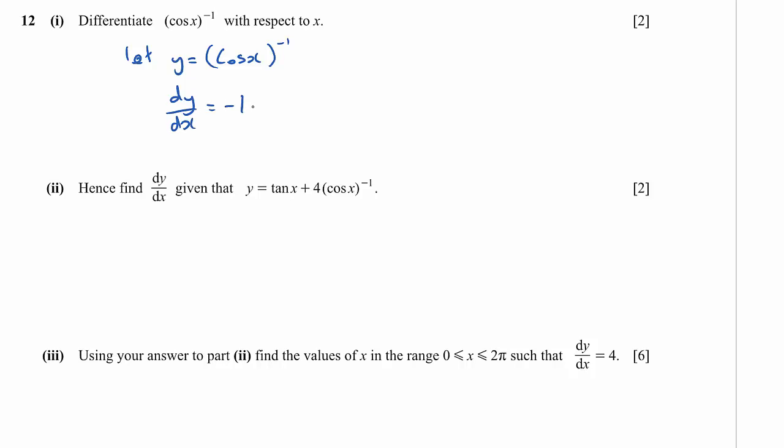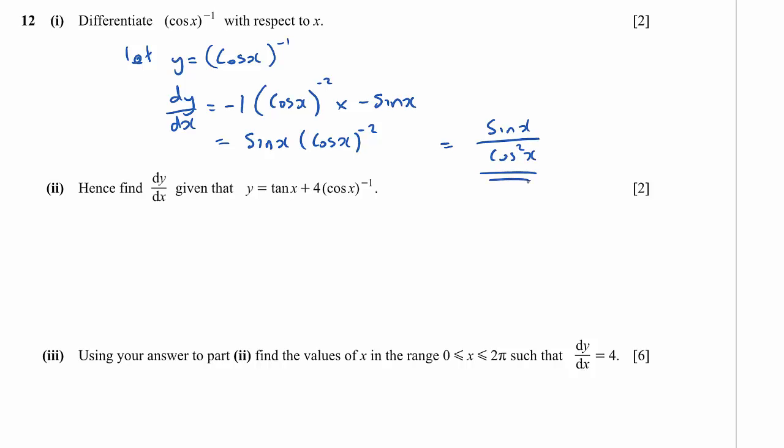So it's going to be negative 1 cos x to the negative 2 multiplied by the differential of the inside. If you differentiate cos, you get negative sine. And so that is sine x cos x to the negative 2, or, if we like, sine x over cos squared x.